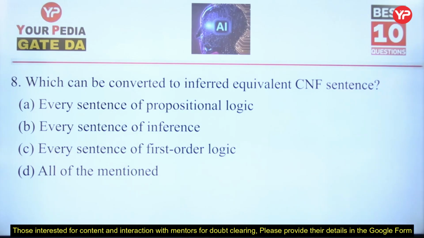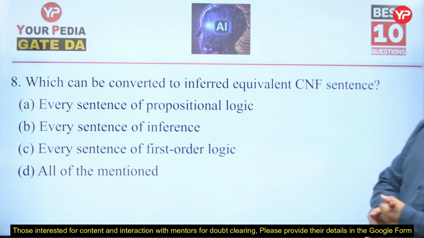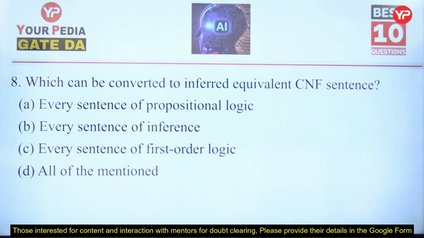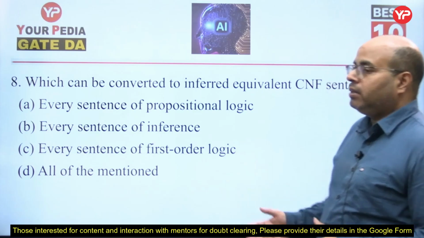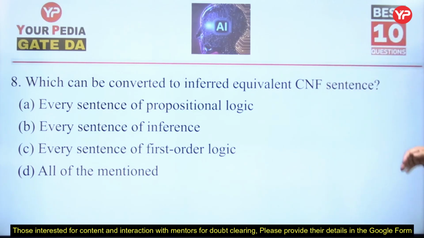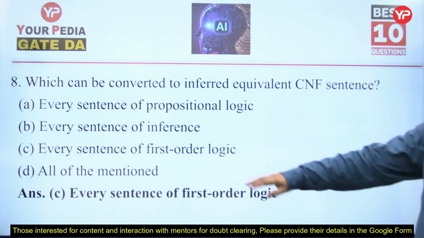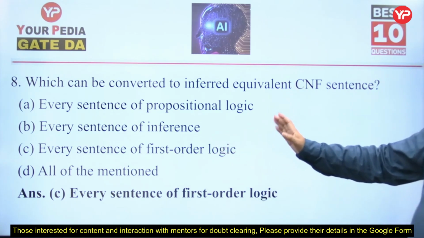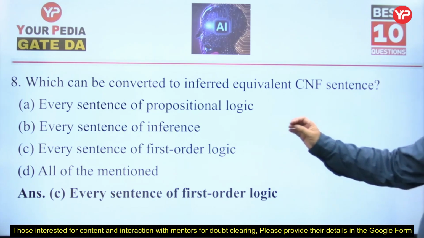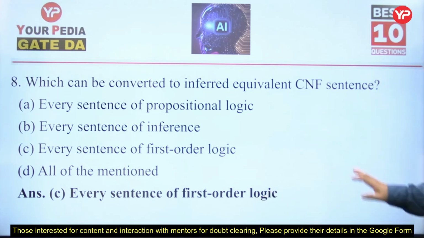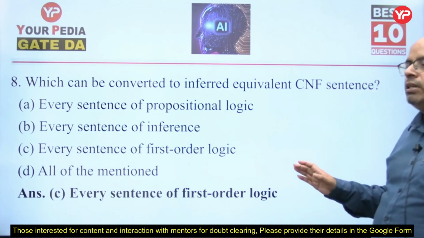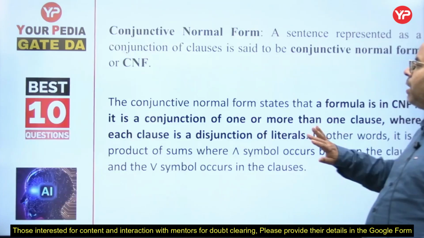Now the next question is: which can be converted to an inferred equivalent CNF sentence? Every sentence of propositional logic, every sentence of inference, every sentence of first order logic, all of them are mentioned. Now what is CNF? Of course the answer is C. CNF is connected with first order logic. So every sentence of first order logic can be converted to CNF. That's a very important part of it.